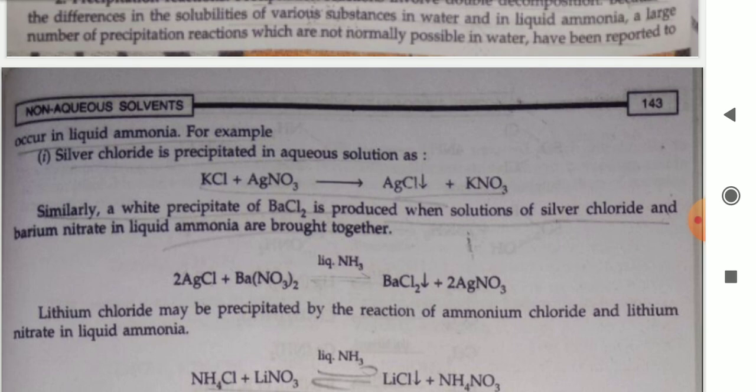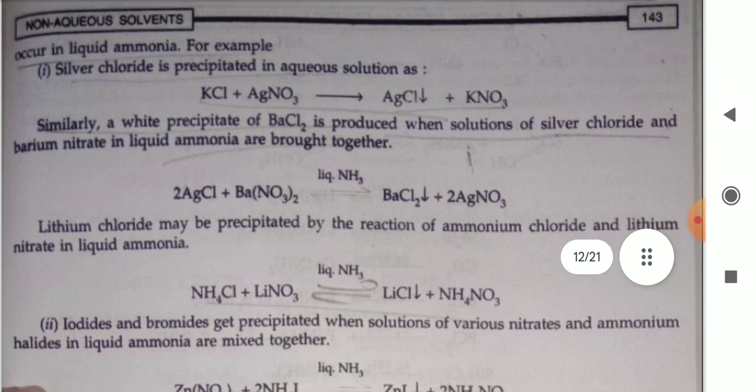Similarly, a white precipitate of BaCl2 is produced when the solutions of silver chloride and barium nitrate in liquid ammonia are brought together. 2AgCl plus Ba(NO3)2 will give BaCl2 plus 2 molecules of silver nitrate. Lithium chloride may be precipitated by the reaction of ammonium chloride and lithium nitrate in liquid ammonia. NH4Cl in the presence of lithium nitrate will give LiCl plus NH4NO3.